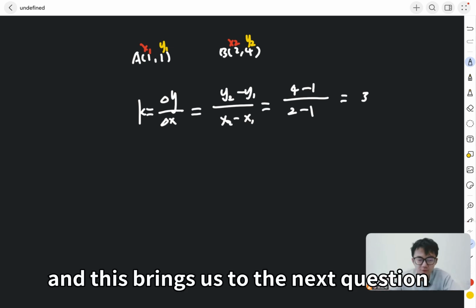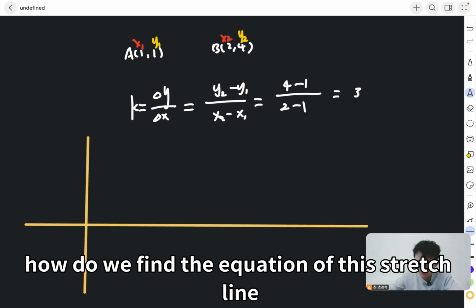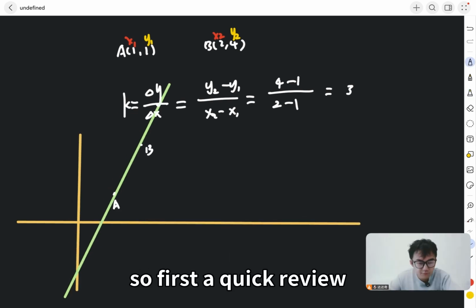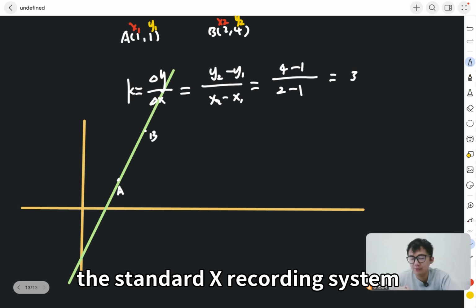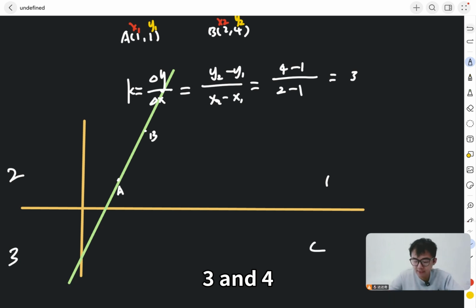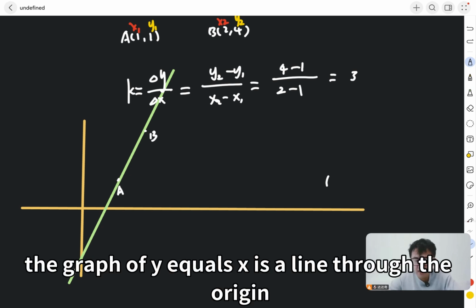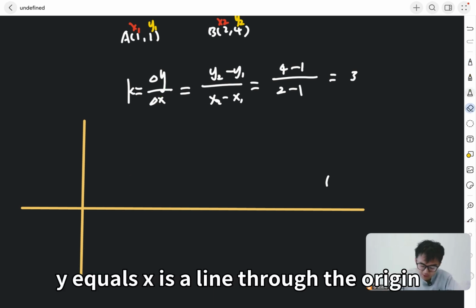And this brings us to the next question. How do we find the equation of this straight line? First, a quick review. The standard xy coordinate system is divided into 4 quadrants: 1, 2, 3, and 4. Let's just focus on the first quadrant for now. The graph of y equals x is a line through the origin.